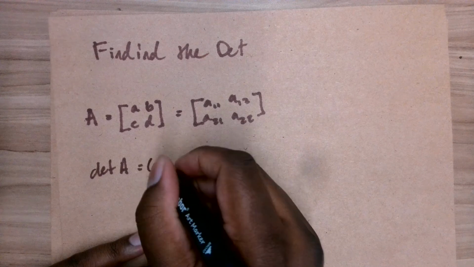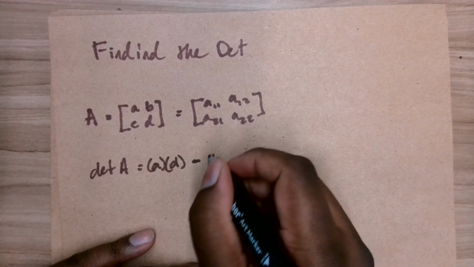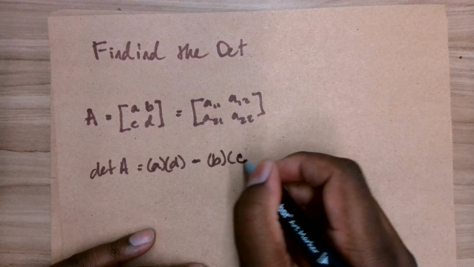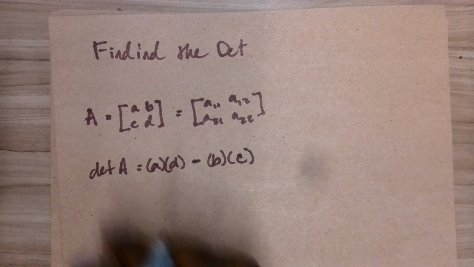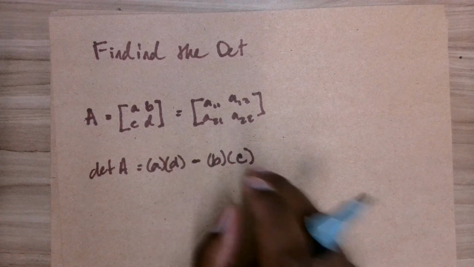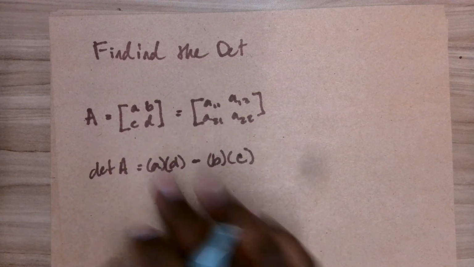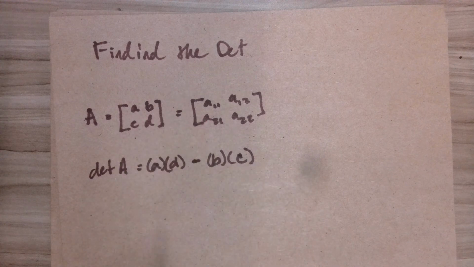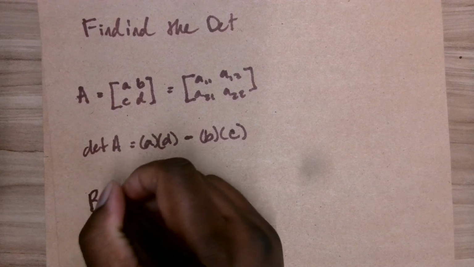So if I want to find the determinant of A, the determinant of A is merely a times d minus b times c. In other words, it's the diagonals subtracted from each other. So the determinant of this matrix A is ad minus bc. I'm sure we talked about that probably in Algebra 2, a little bit when you hit matrices. Determinant is ad minus bc. It's really that simple.